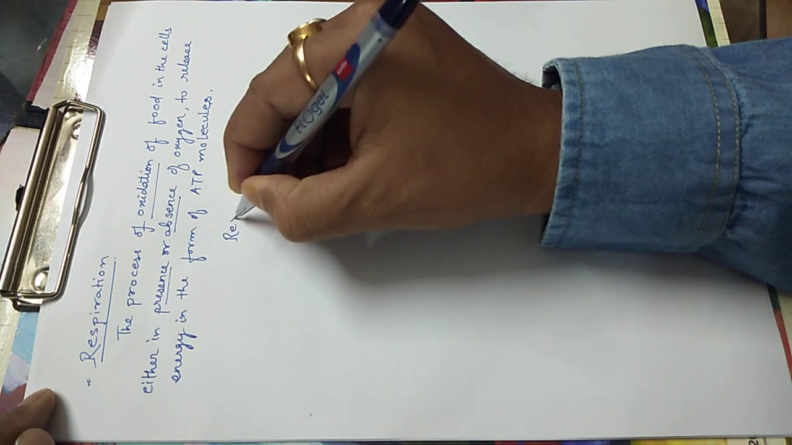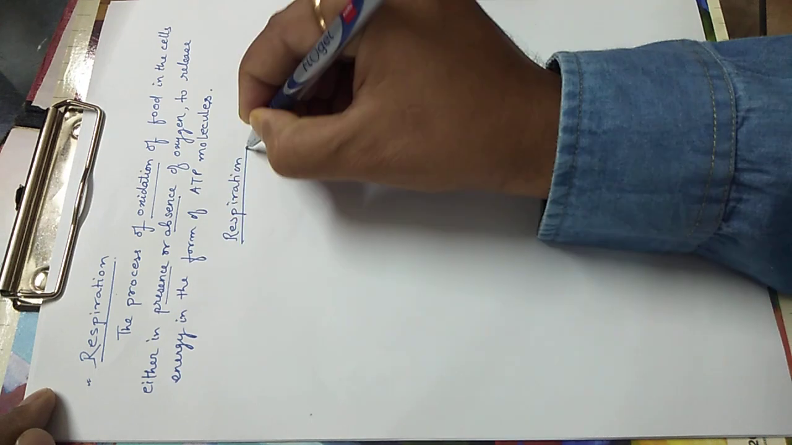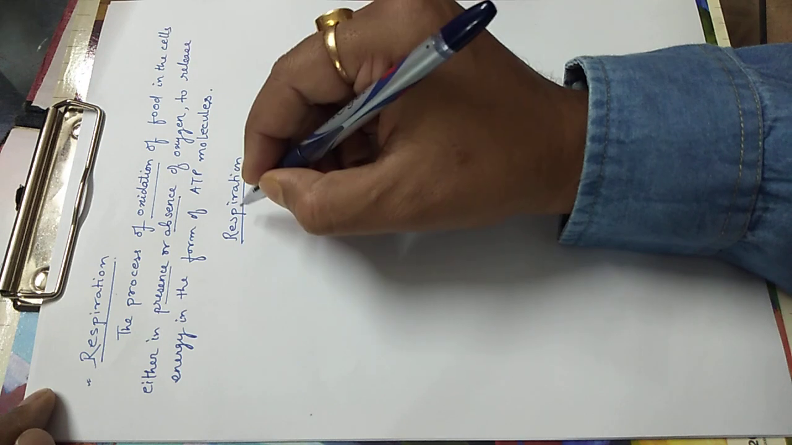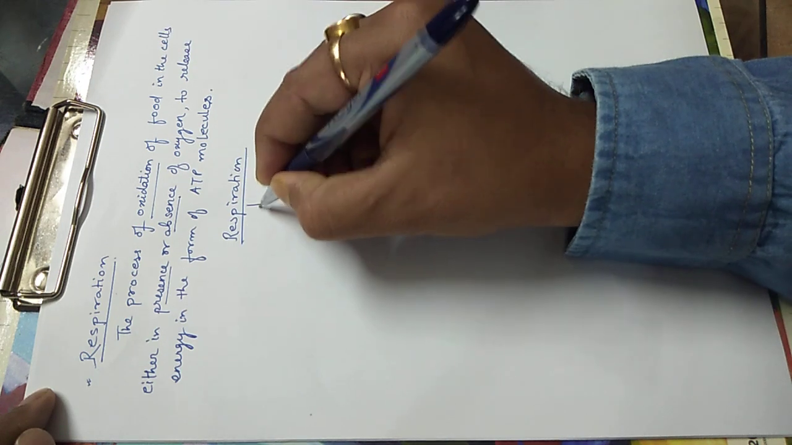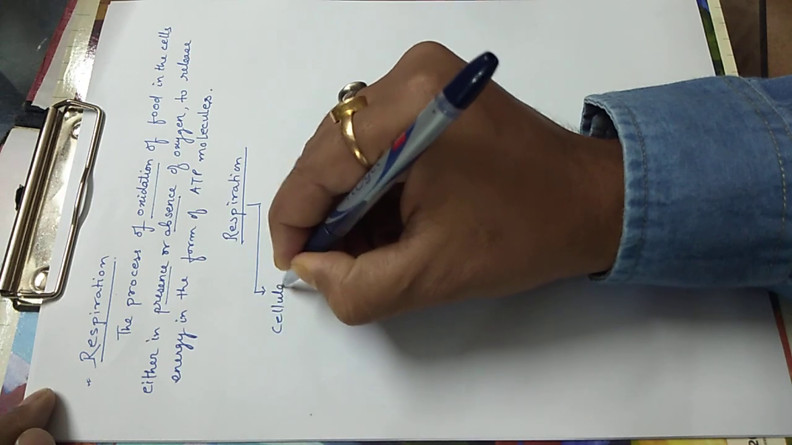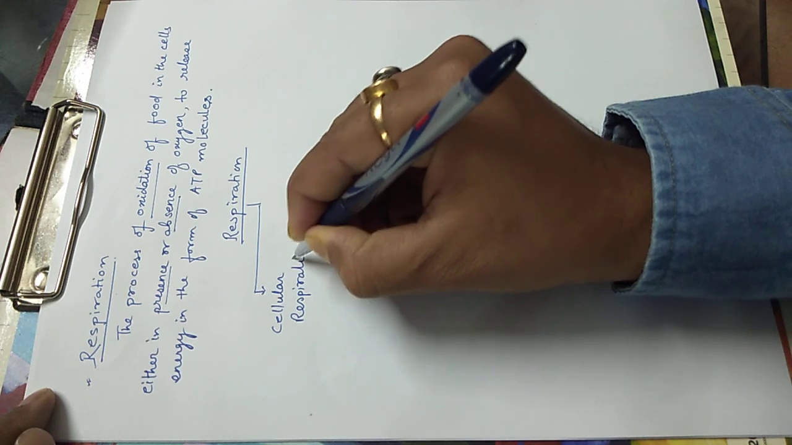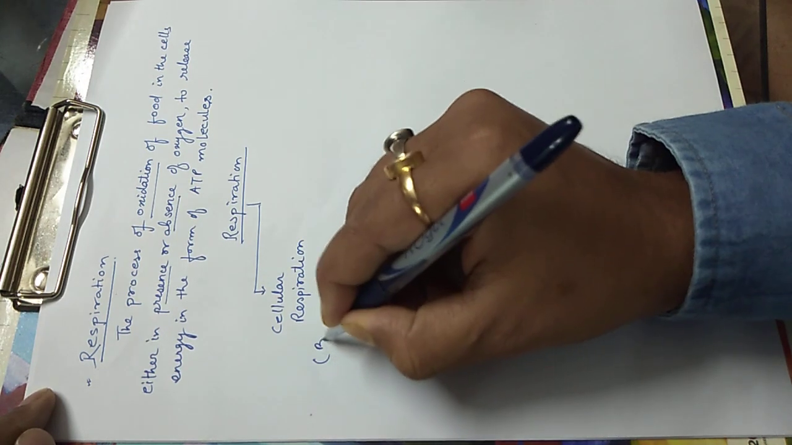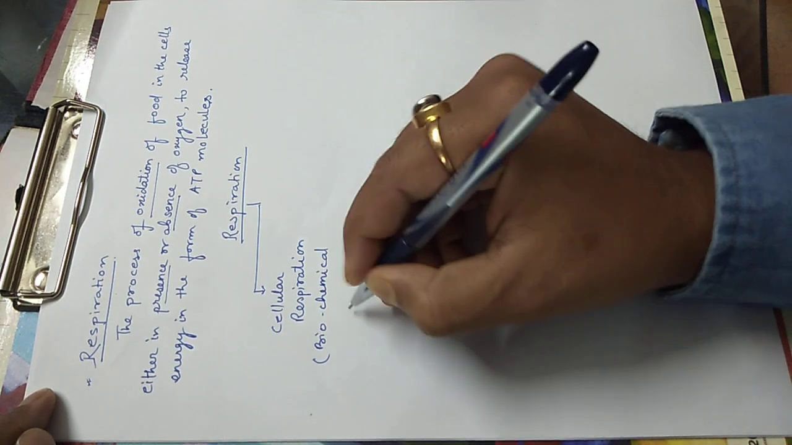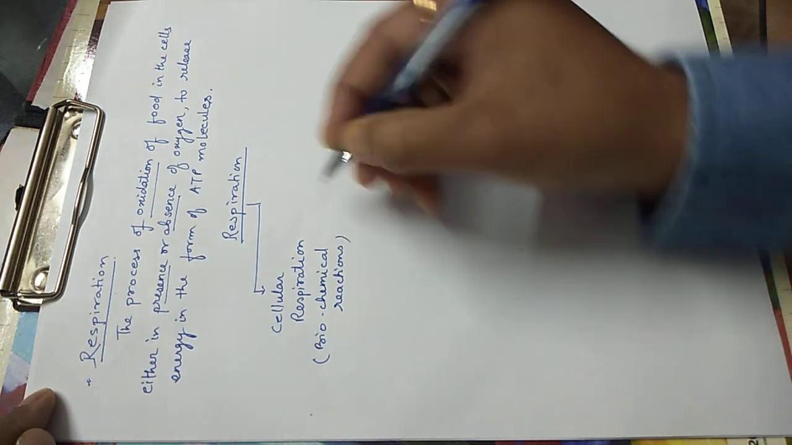Now, when we are discussing respiration, there are two parts of respiration, not types, two parts. What are those two parts? One part is the cellular respiration. This is basically a biochemical reaction. The biochemical reactions which occur in the cells, that is called cellular respiration.